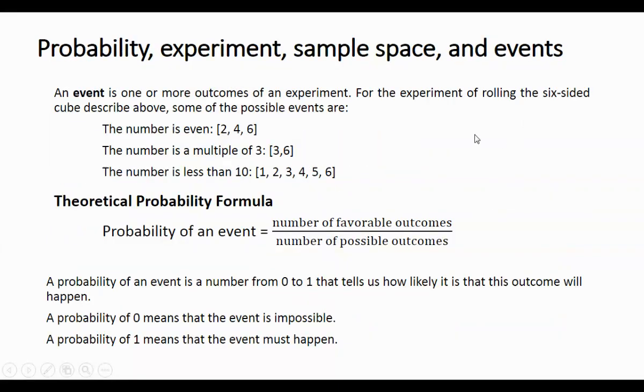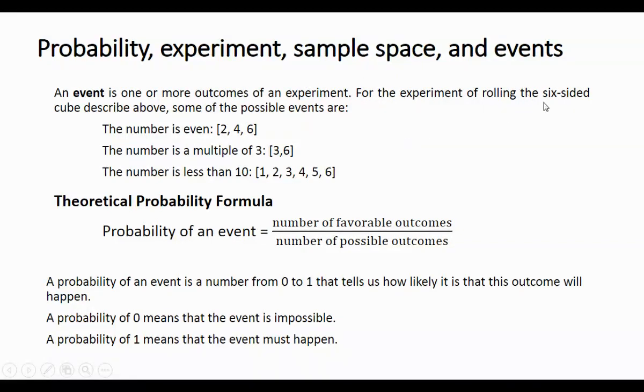Next, an event is one or more outcomes of the experiment. That is how many times we perform the experiment, and we call that an event. Again, an event could be one or more outcomes of the experiment.